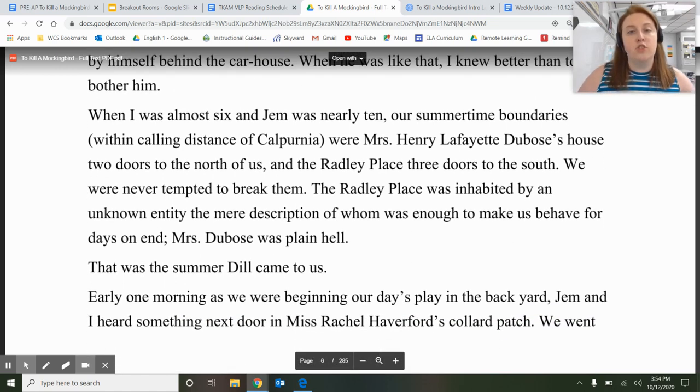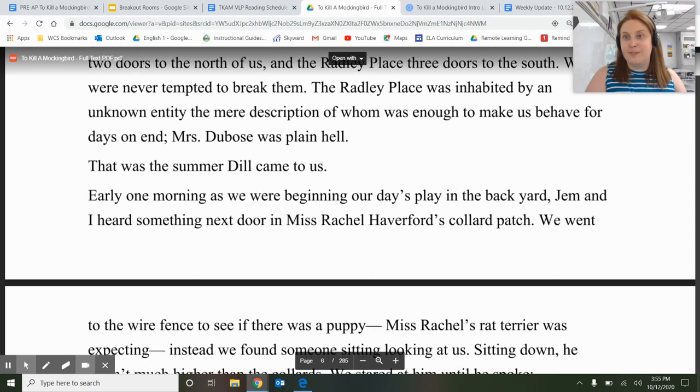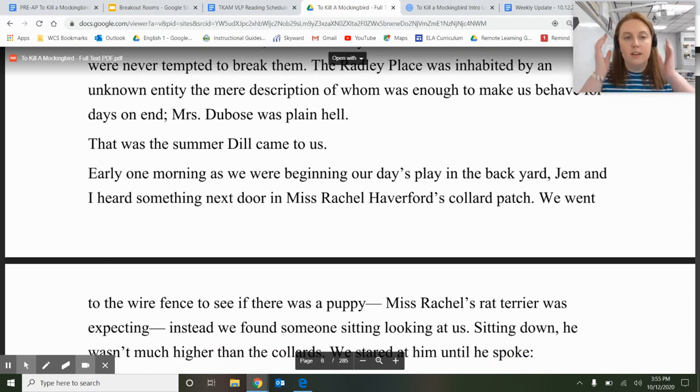When I was almost 6 and Jim was nearly 10, our summertime boundaries, within calling distance of Calpurnia, were Mrs. Henry Lafayette Dubose's house 2 doors to the north of us and the Radley place 3 doors to the south. We never attempted to break them. The Radley place was inhabited by an unknown entity, the mere description of whom was enough to make us behave for days on end. Mrs. Dubose was plain hell. That was the summer that Dill came to us. Remember, Dill is the friend that comes for the summertime.